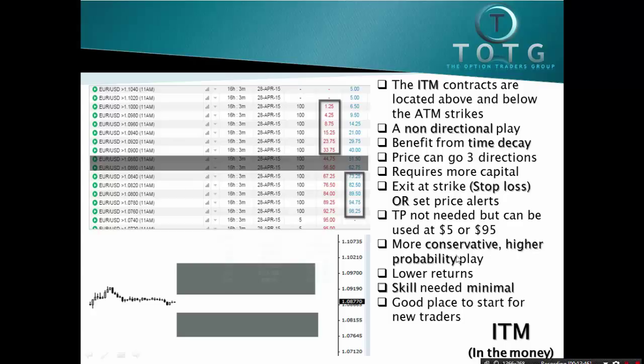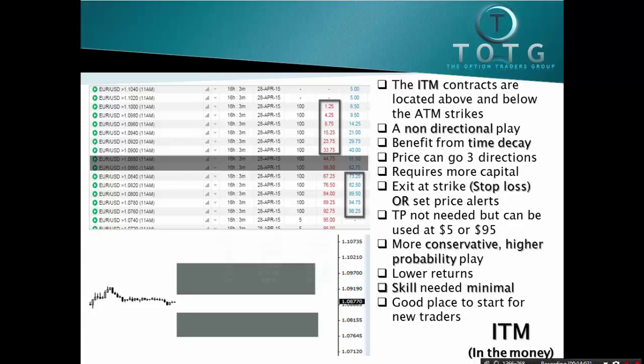Again, it's a more conservative, higher probability play. The returns are lower, and you're spending more to make less. So you've got to keep that in mind. Now, the skill needed on these is minimal. Why is it minimal? I mean, there's more risk in the trade. Why is it a minimal skill level?